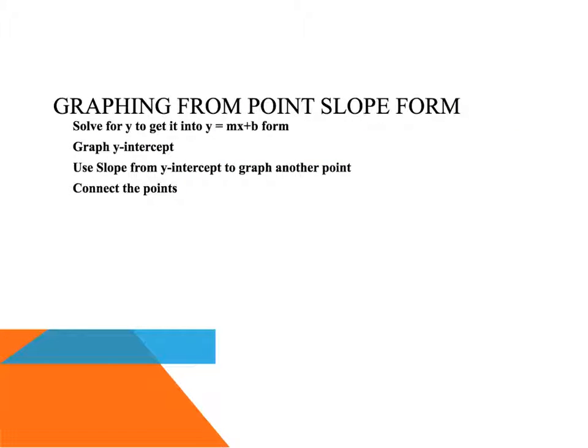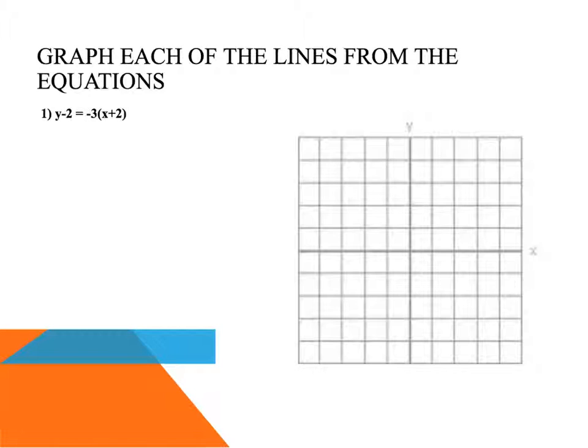Now we're going to move on to graphing from point slope form. Graphing isn't going to be that different than what we've been doing for the last unit. We're going to solve for y. That will get us to slope-intercept form. Then from there, we'll follow the same basic steps. We'll graph our y-intercept, we'll use slope to create another point, and we'll connect them. Graph each of the lines from the equations.